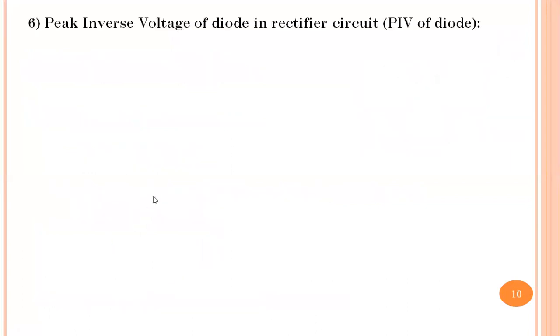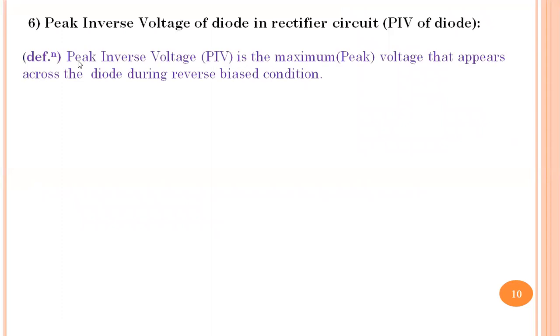Then come to the next one. Peak inverse voltage of a diode is the next parameter of the rectifier circuit. In short, it is also called PIV of a diode. As for the meaning of PIV, P stands for peak. Peak means maximum. Inverse means the voltage when the diode is under reverse bias condition. So peak inverse voltage is the maximum or peak voltage that appears across the diode during the reverse biased condition.